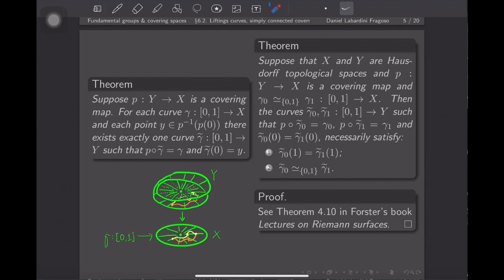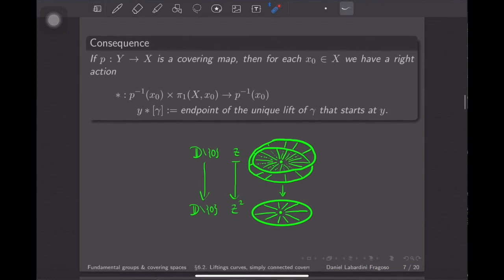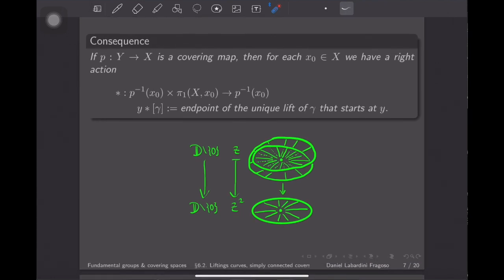Okay. So conclusion, curves can be lifted through covering maps, and given a curve, in order to determine a specific lift, all I need is to specify the starting point. And homotopies can be lifted too. Okay. Now, one consequence is that now we can put the fundamental group of the base space to act on each fiber. By fiber, what do I mean? I mean any set of the form inverse image of a single point. Okay, that's what I mean by fiber.